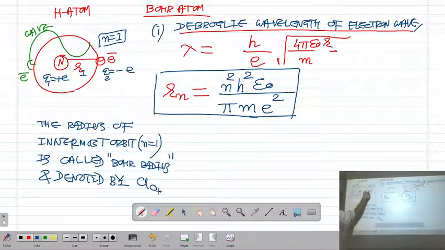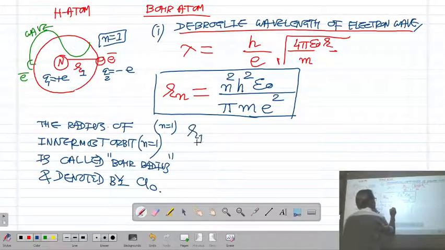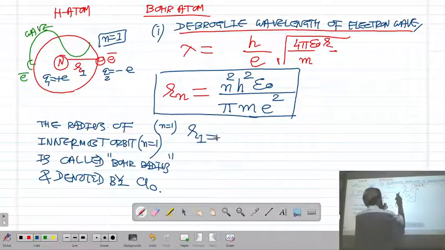Around the hydrogen nucleus, the radius of the innermost orbit or smallest orbit or ground state orbit, n is equal to 1, is called the Bohr radius and it is denoted by A0. This R1 is called the Bohr radius, denoted by the symbol A0. So for n is equal to 1, what is the radius of the first orbit R1? If you take n is equal to 1 here, 1 square.